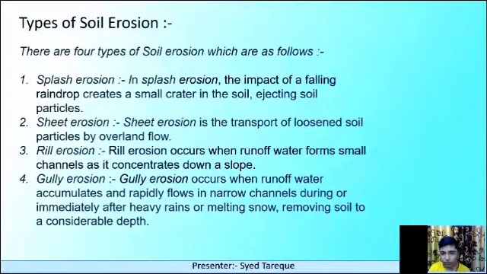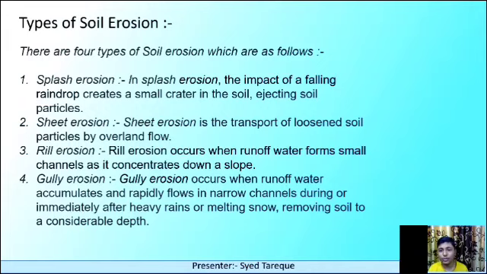Now we will talk about the types of soil erosion. There are four types of soil erosion which are as follows. First is splash erosion, second is sheet erosion, third is rill erosion, and fourth is gully erosion. Splash erosion is the impact of falling raindrops, which creates a small crater in the soil and ejects the soil particles.